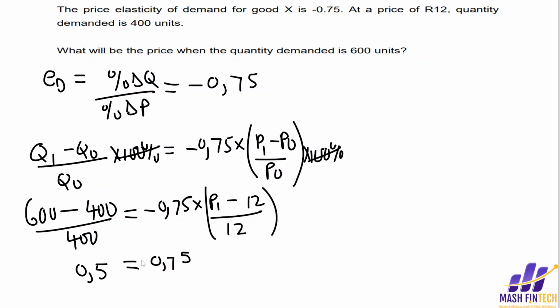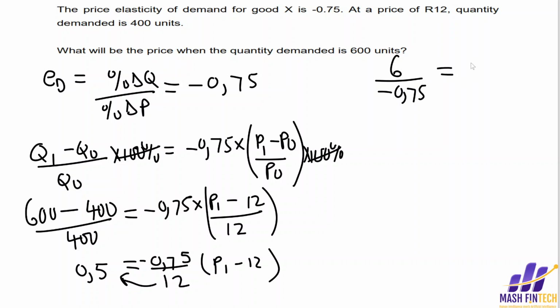It's a negative here, divided by 12. I just took the 12 out. P1 minus 12. You solve this the way you want. It's algebra basically. I would just say cross multiply the 12 here. We have 6. Then you divide the 6 by minus 0.75.